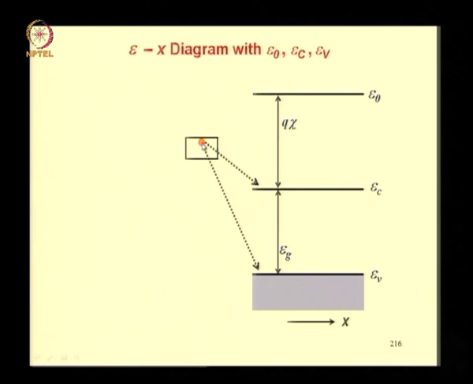An electron inside the semiconductor, if it changes its energy from the conduction band edge to the valence band edge, then it would undergo a change in energy equal to the energy gap. So EC minus EV is referred to as energy gap.